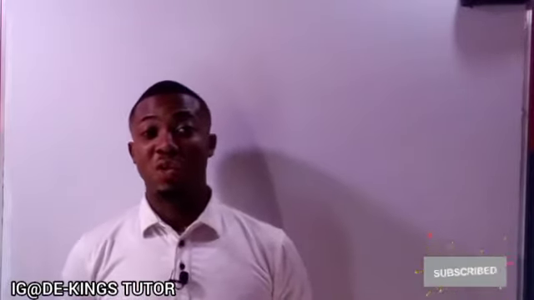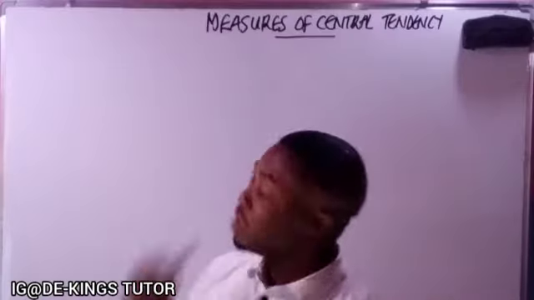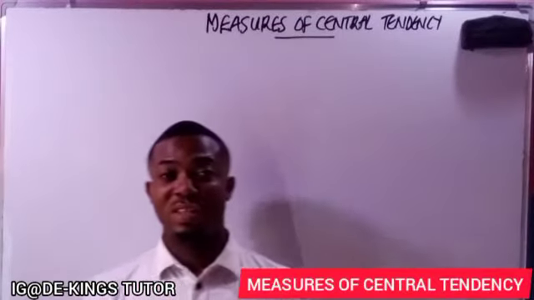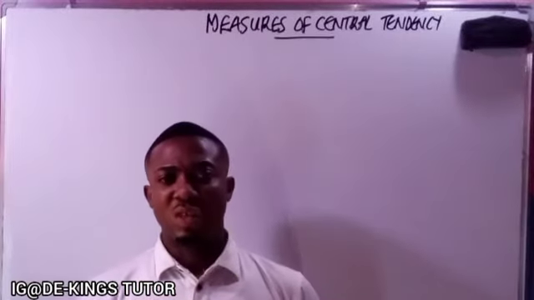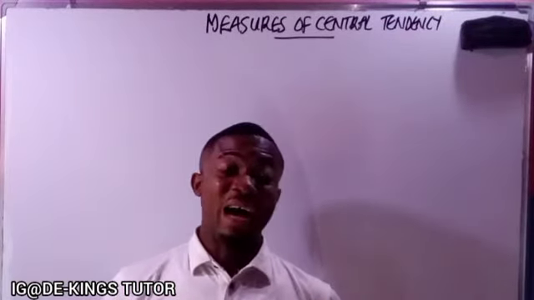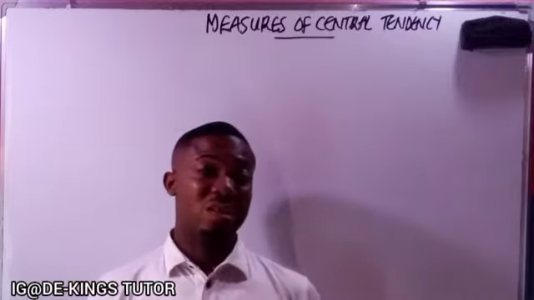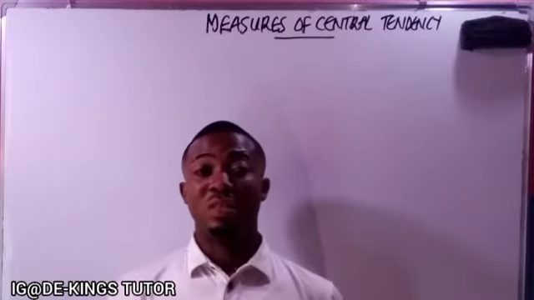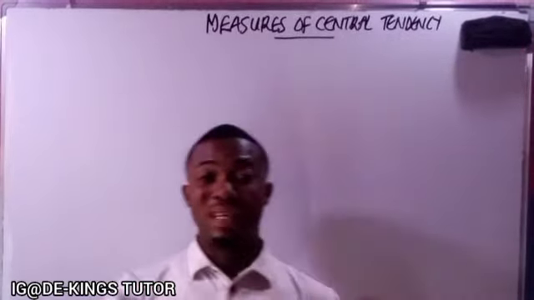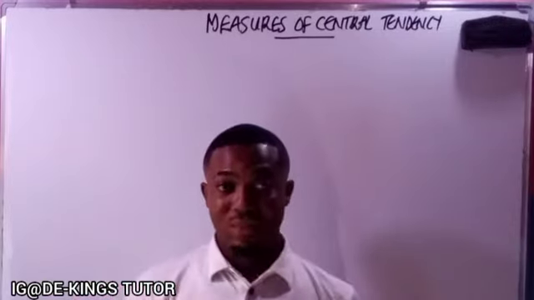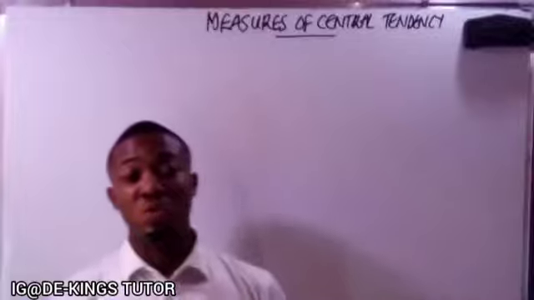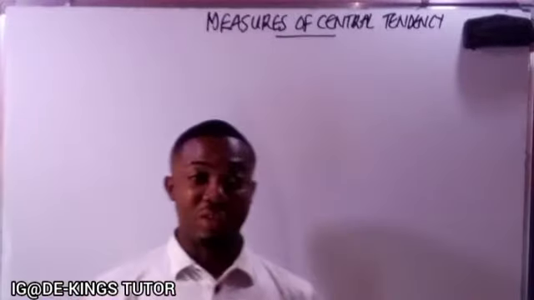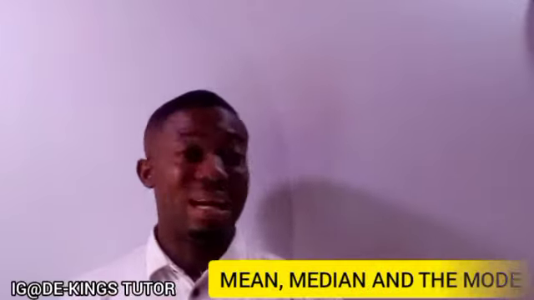Now, I want to continue our series. I want to look at measures of central tendency. What are measures of central tendency? Measures of central tendency have to do with the study of averages. What's an average? An average is a single value used to represent a set of numbers. So the measures of central tendency definitely have to do with the measure of average, and the averages we're going to look at are the mean, the median, and the mode.